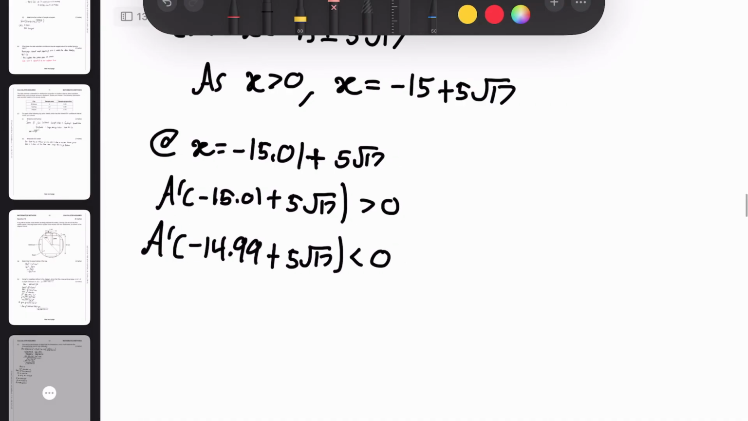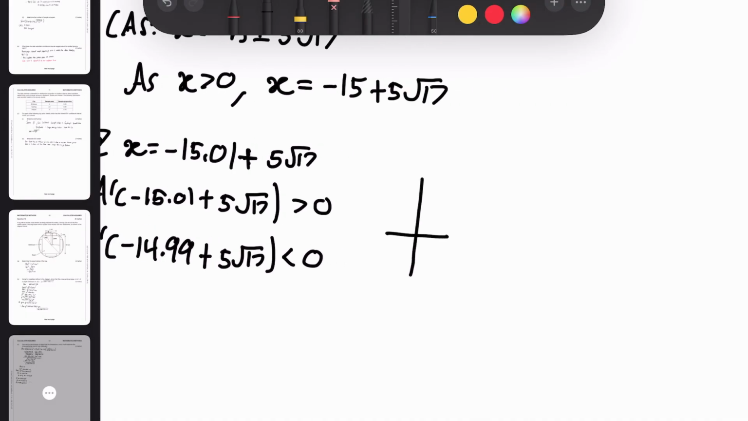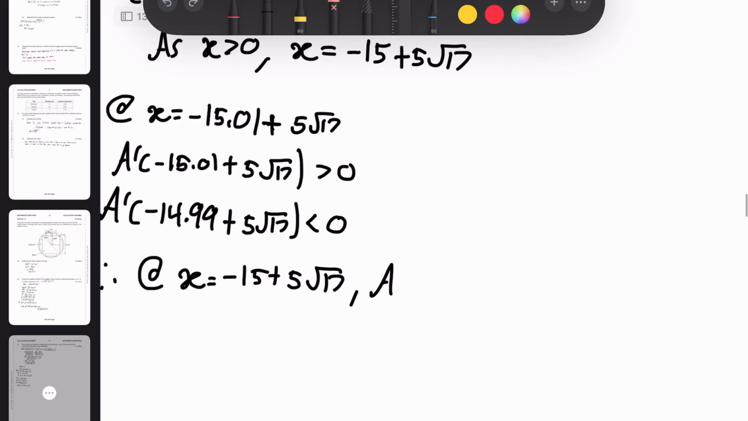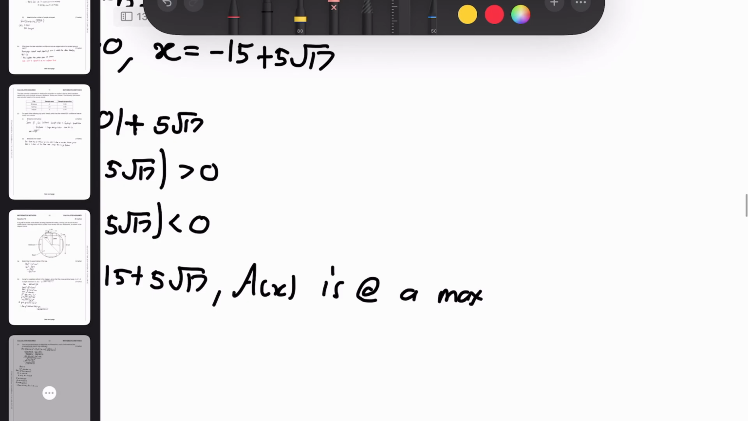Okay, so what this is showing is that right before the point at negative 15, so let's say we have this point negative 15, we are increasing. So we're going up, up, up, and then after negative 15 plus 5 square root of 17, whatever, we're going down, down, down, down. So clearly this is our maximum. Therefore, a of x at x equals negative 15 plus 5 square root of 17, a of x, not a dash of x, a of x is at a maximum turning point.